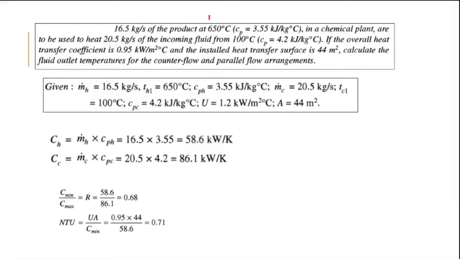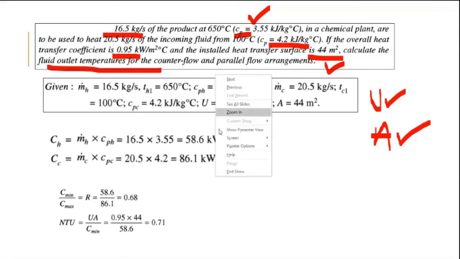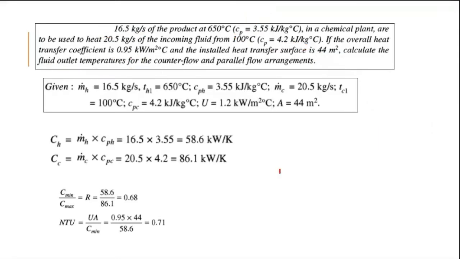So one fluid is entering at a particular temperature, at a particular mass flow rate with a particular specific heat. It is used to heat up another fluid at this much mass flow rate, entering at this temperature and with this much specific heat. If the overall heat transfer coefficient is this much, so they are giving you the value of capital U and the surface area installed, that is 44 meters square. So they are giving you capital A value as well. Find the outlet temperatures for the fluids. So we will see what is the data given and what are the unknown values.